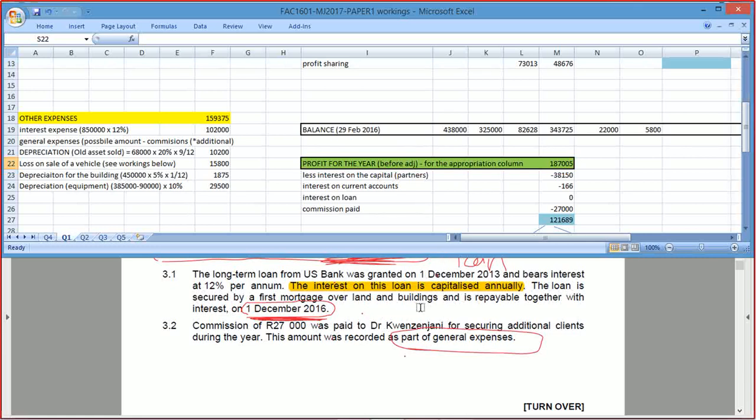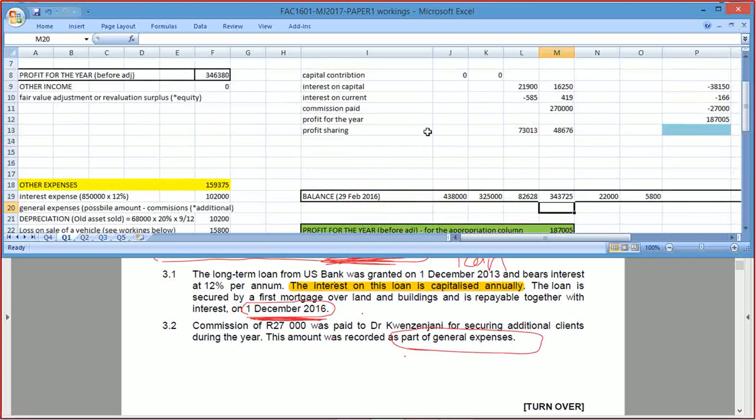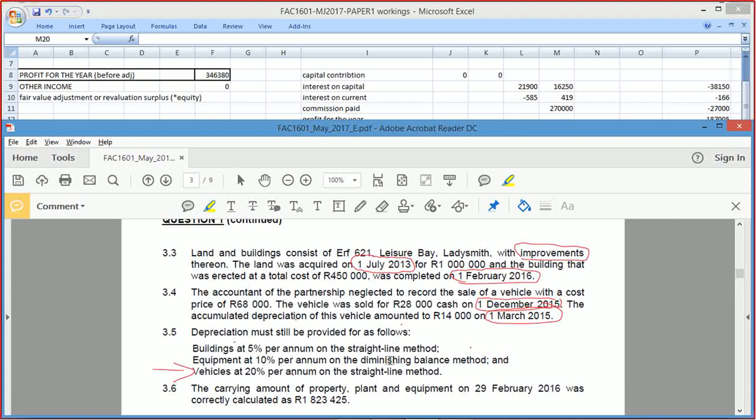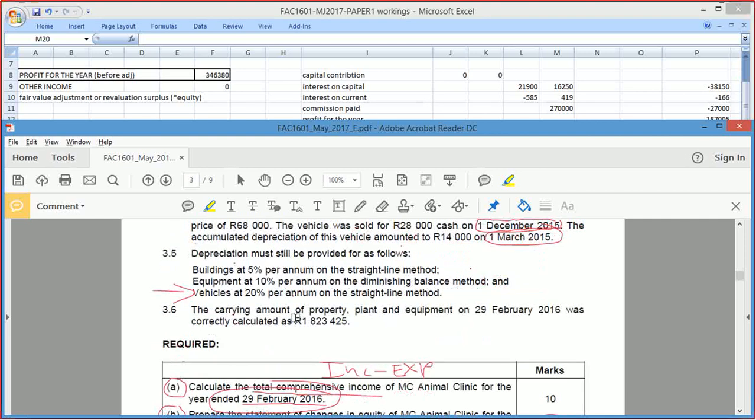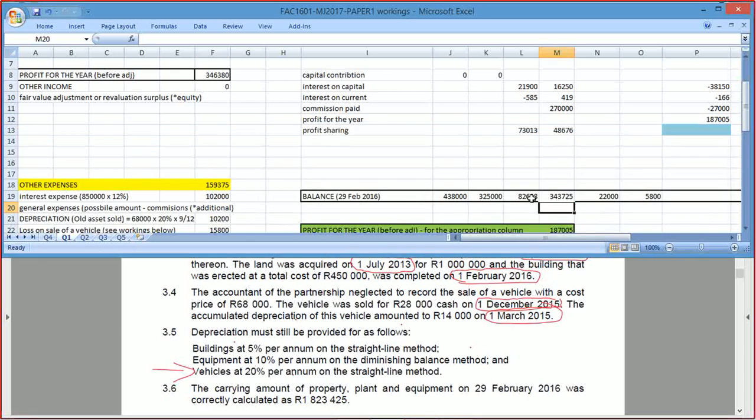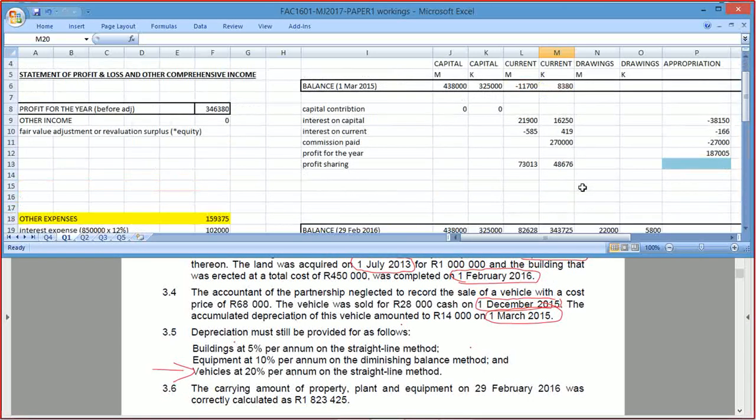And it's capitalized, so it goes to the loan. Then the commission, we spoke about the commission. That was what was paid, that's fine. Then we had all the depreciation, which was fine. So yeah, we've covered the question. We've looked at everything. Okay, so now we can go back, and now we can tally up.